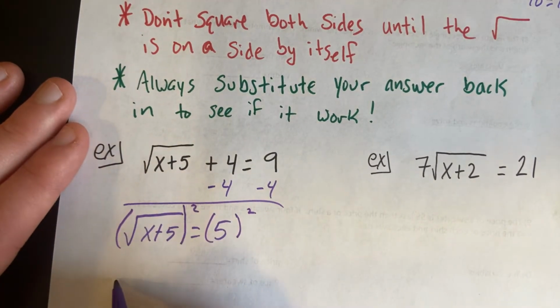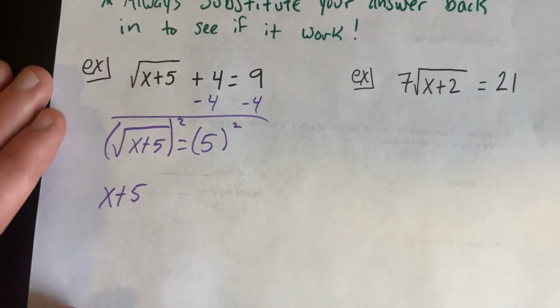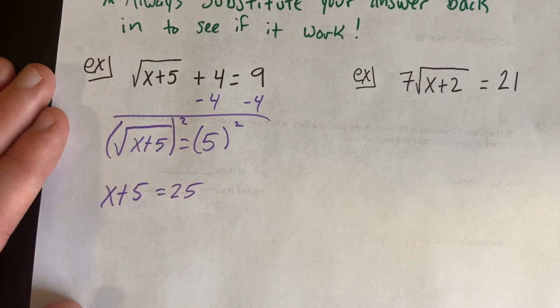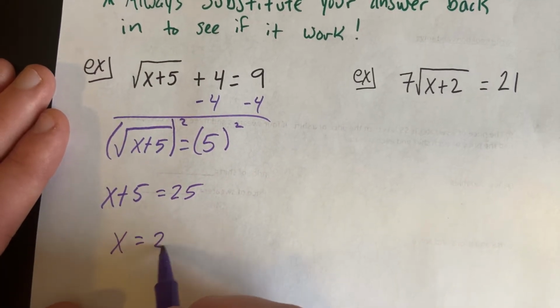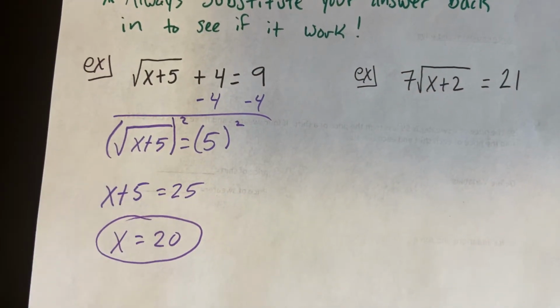When I square that square root, that's the big skill for this week, right? When I square that square root, the square root's going to go away. That's going to be equal to 25. And then our last easy step there is to take 5 away from both sides. x should be 20.